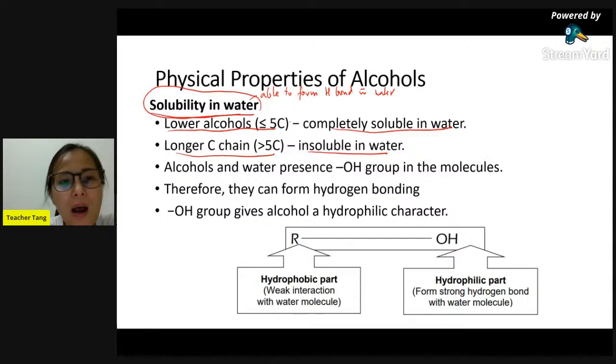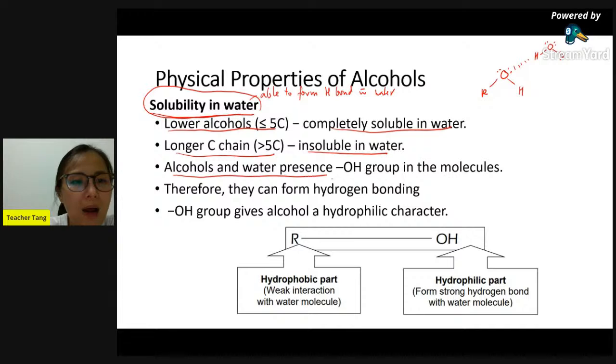Why is alcohol with less than 5 carbons soluble in water? Because again, to be soluble in water, it must be able to form hydrogen bonds with water. And alcohol can form hydrogen bonds with water molecules. Therefore, alcohol is soluble in water. Okay, the one with less than 5 carbons is soluble in water. So alcohol and water, due to the presence of the hydroxyl group, can form hydrogen bonding, therefore soluble in water.